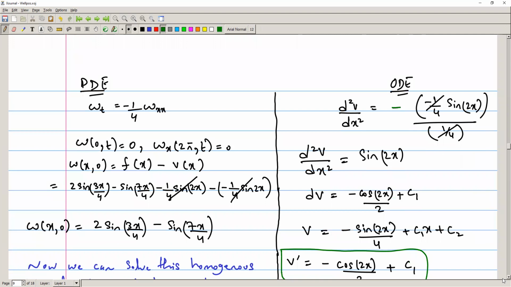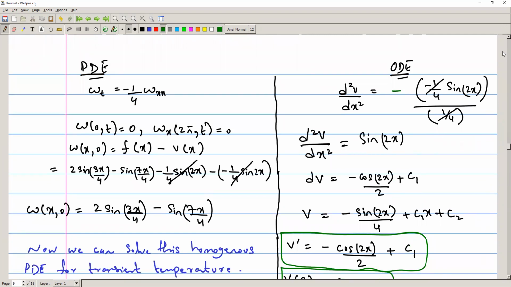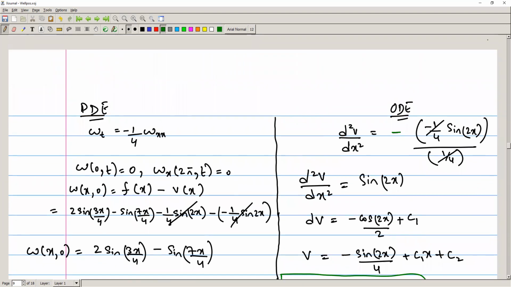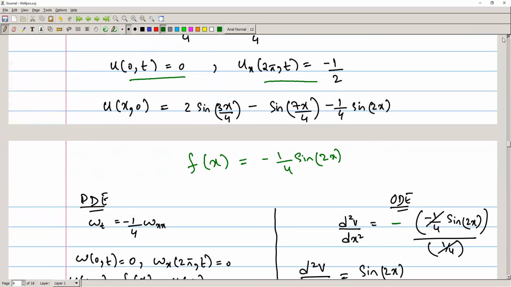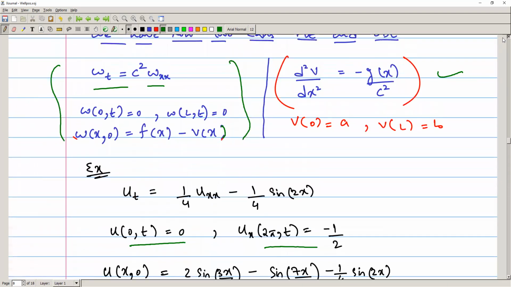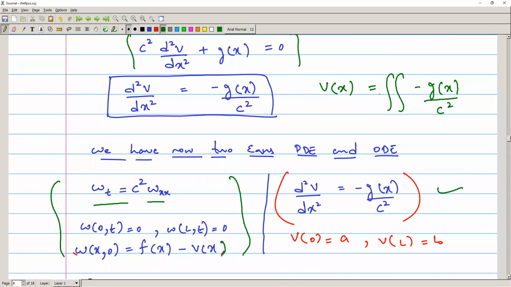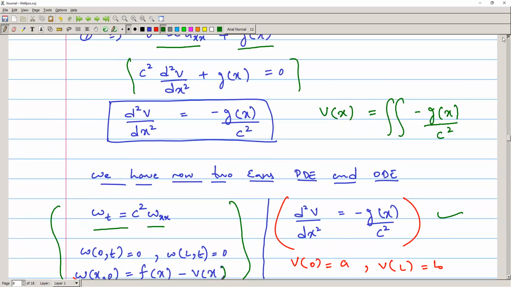Now here we can see that the function f of x equals negative 1 over 4 sine 2x, right? So we will use the formula. Here we can see that this is the formula.